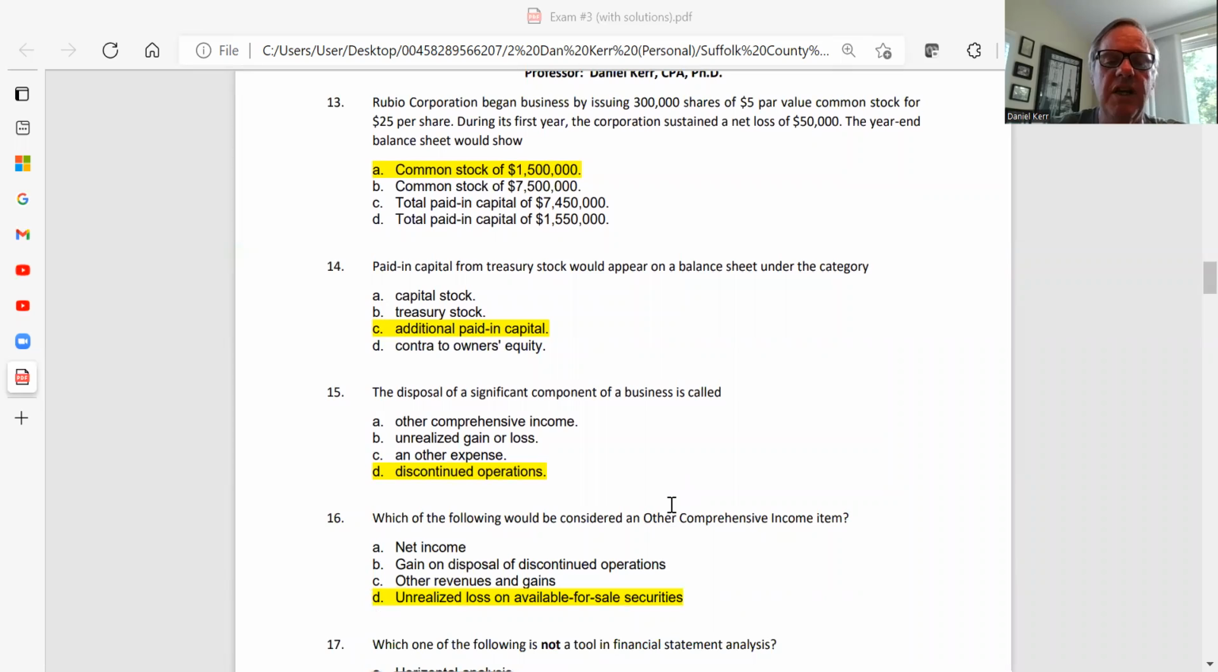15, the disposal of a significant component of a business, that's called discontinued operations. So the answer there is D.